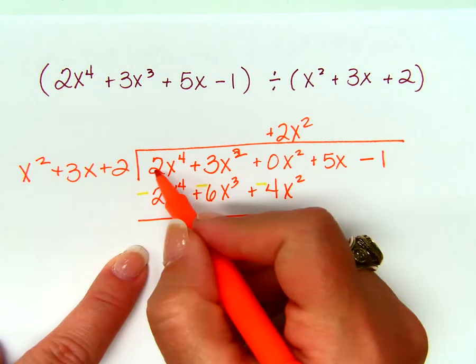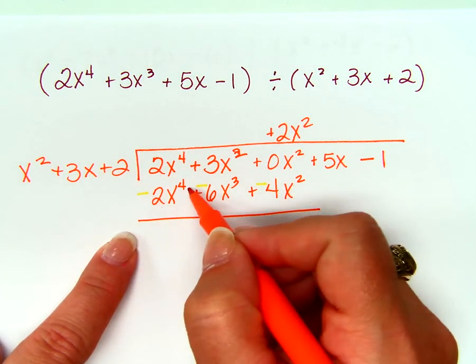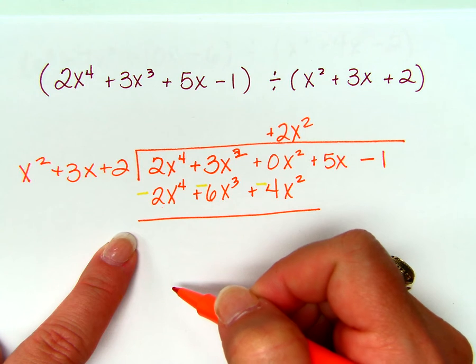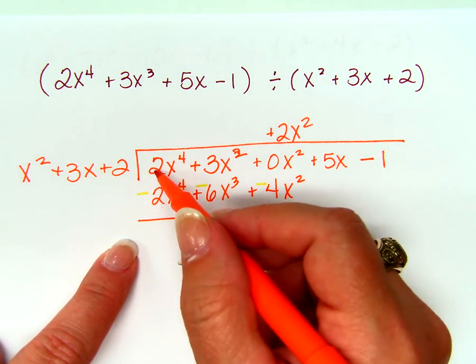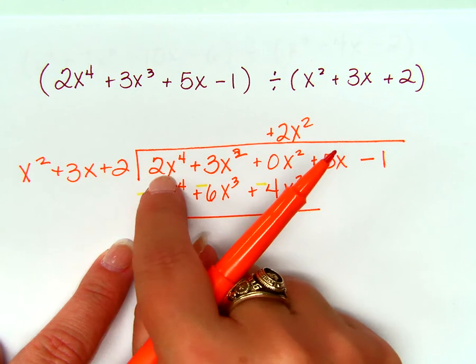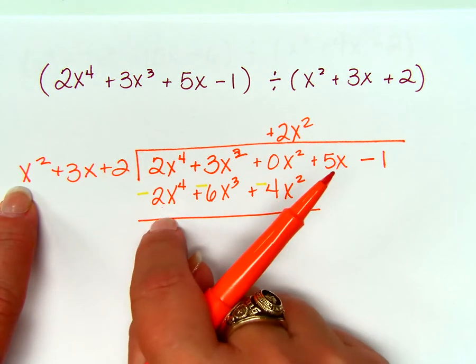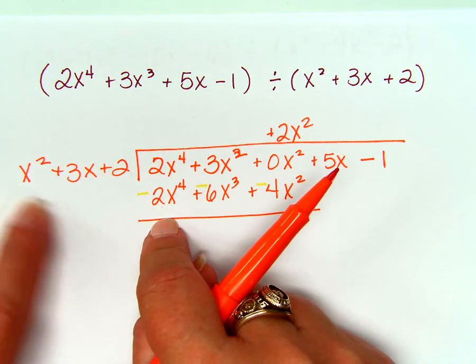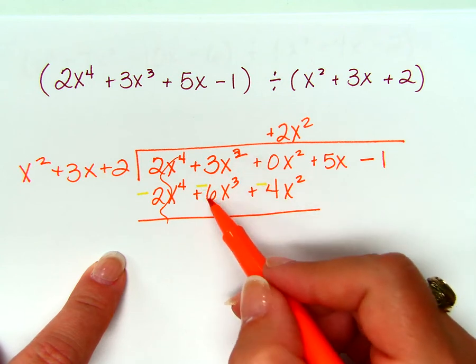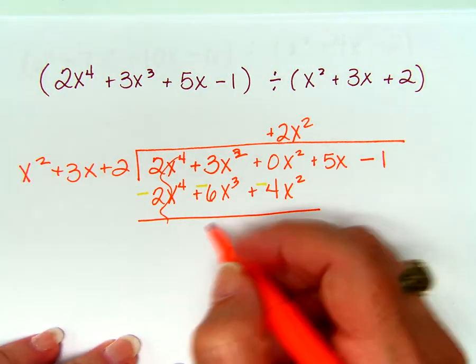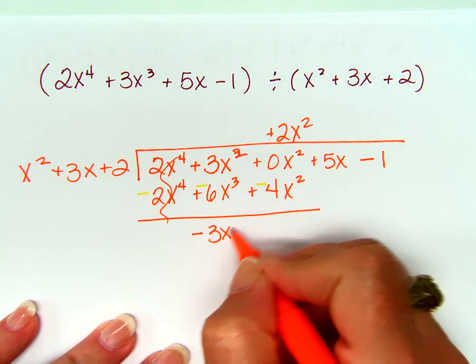Okay, so 2x to the 4th minus 2x to the 4th. 0. Guys, if this is not 0 right here, you've done something wrong. We purposely divided this term by this term to get this term to go away. Yeah? Okay, so that's 0. What's 3x to the 3rd minus 6x to the 3rd? Negative 3x to the 3rd. Good.